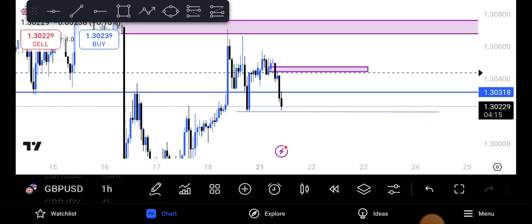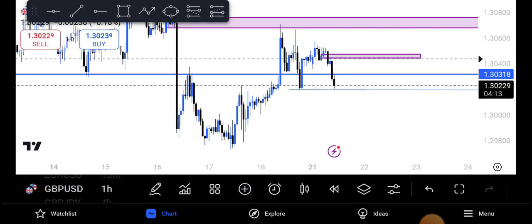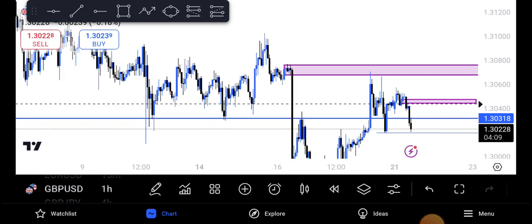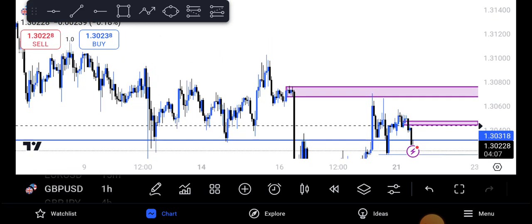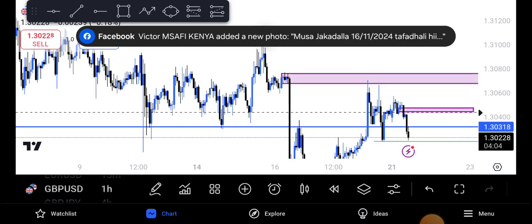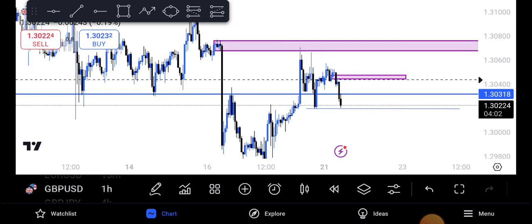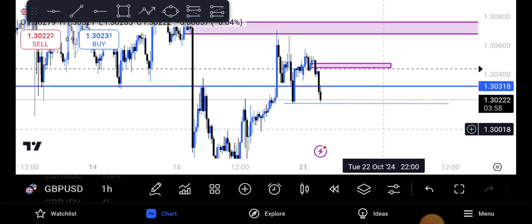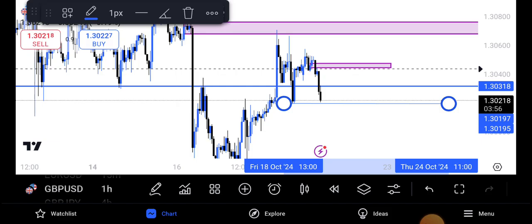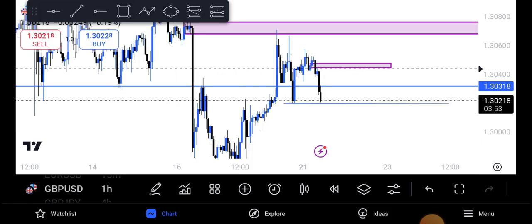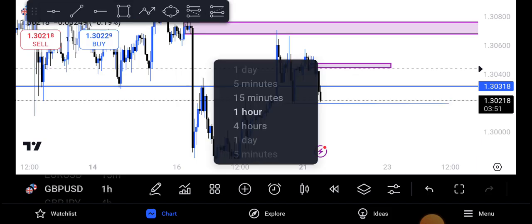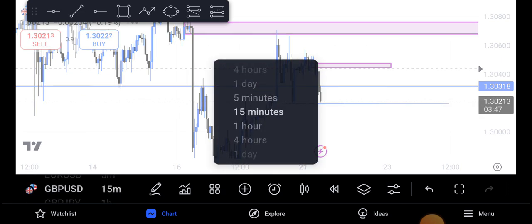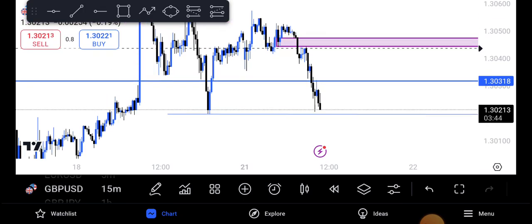I'm looking to sell these markets, the GU market. It is on a downtrend. The GU market is on a downtrend. I'm looking to short the markets. If it can break that lower low, I'm looking to short the markets very quickly without hesitation.